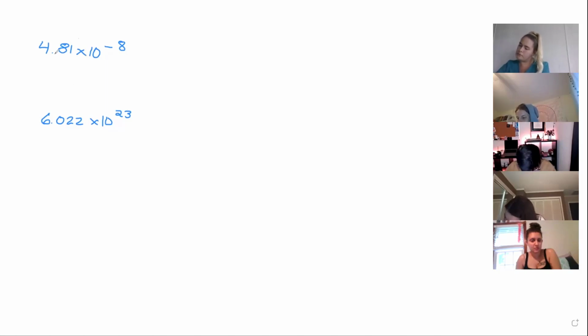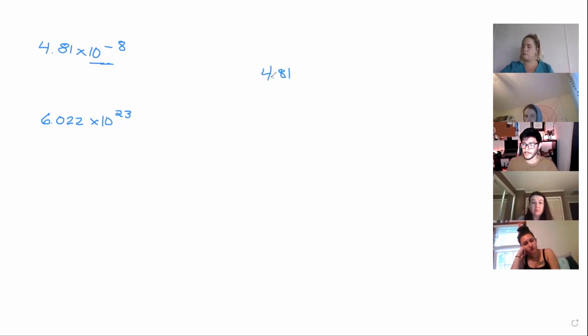Okay, so for the first one we have here, we're trying to make a small number. The negative exponent there is indicating that. So I'm going to write the 4.81 kind of over here. This decimal is going to need to get moved to the left, or in the direction that creates a smaller number, by 8 hops.